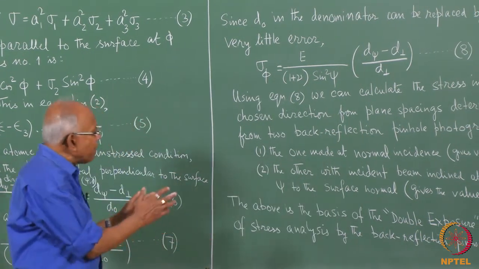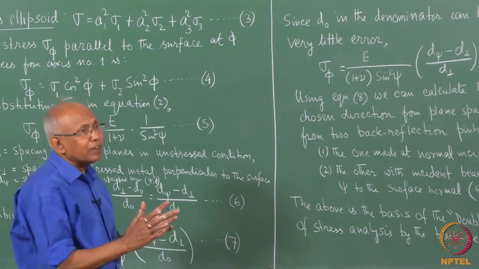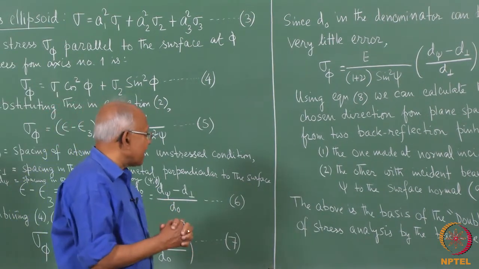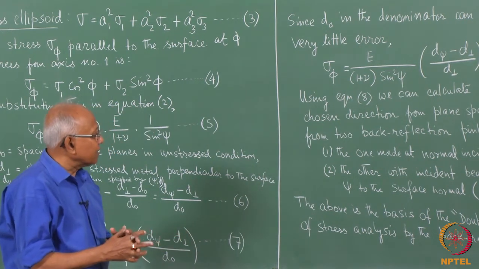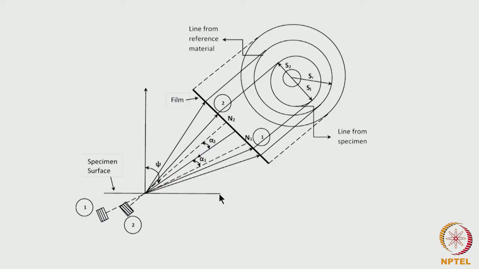Now, the above is the basis of what is known as the double exposure method of stress analysis by the back reflection pinhole method. The figure here illustrates the setup for the double exposure method. Say for example, this is the specimen surface and this is normal to the specimen surface. So, what do we do?